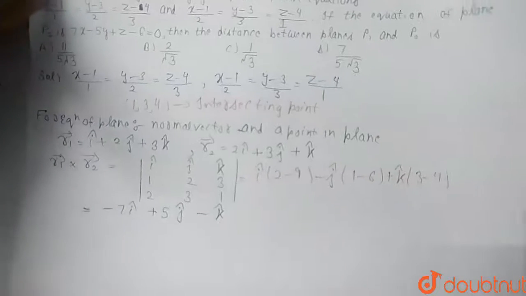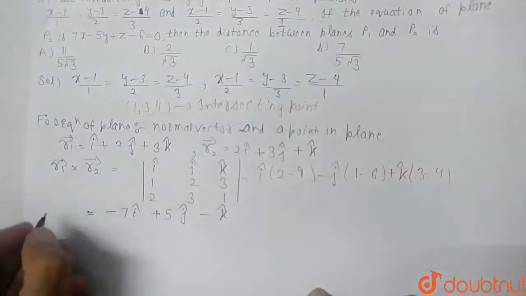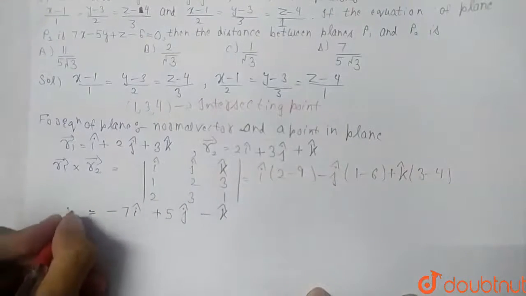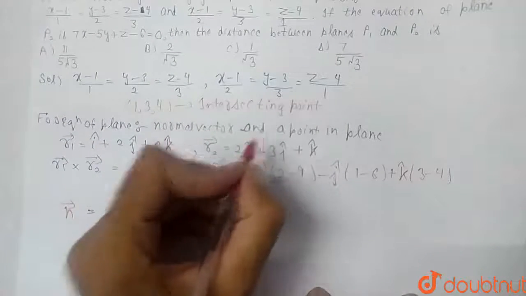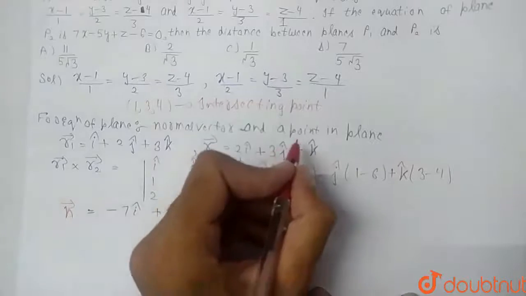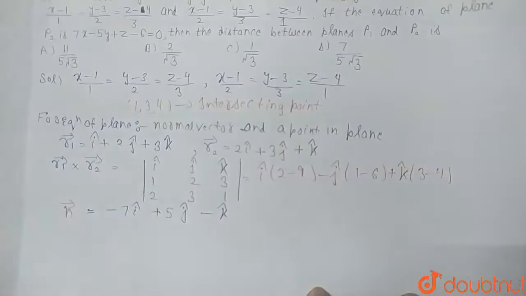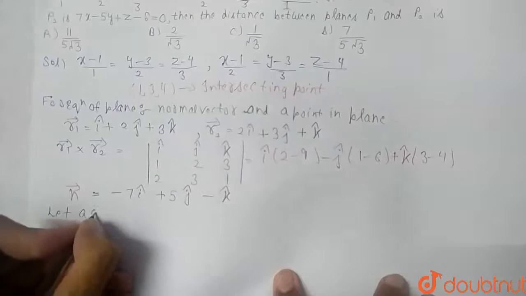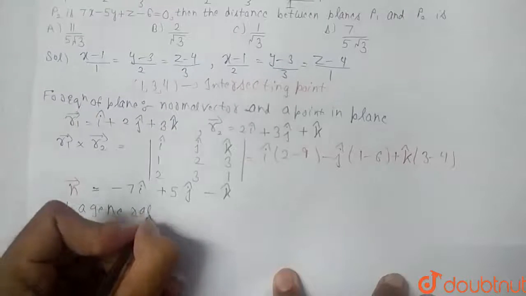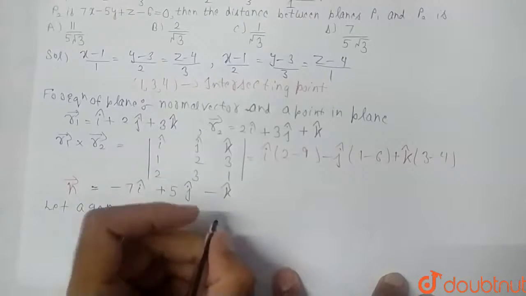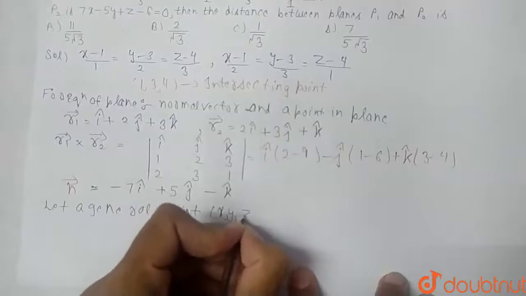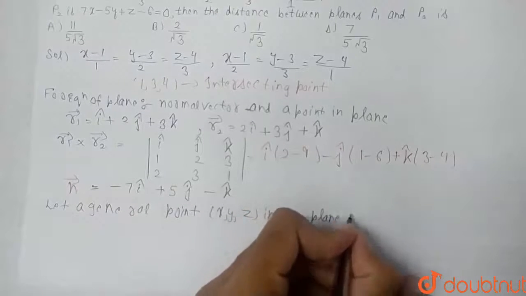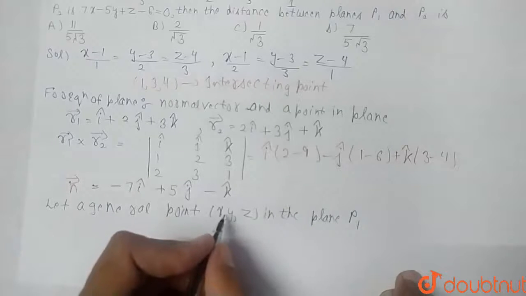This cross product is the normal vector. So we have the normal vector, and we have the intersecting point. Now let us suppose we have a general point x, y, z in the plane P1.